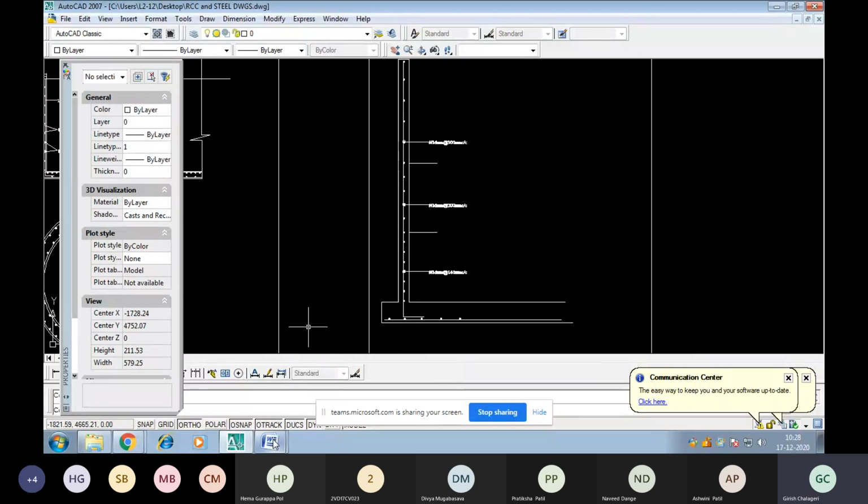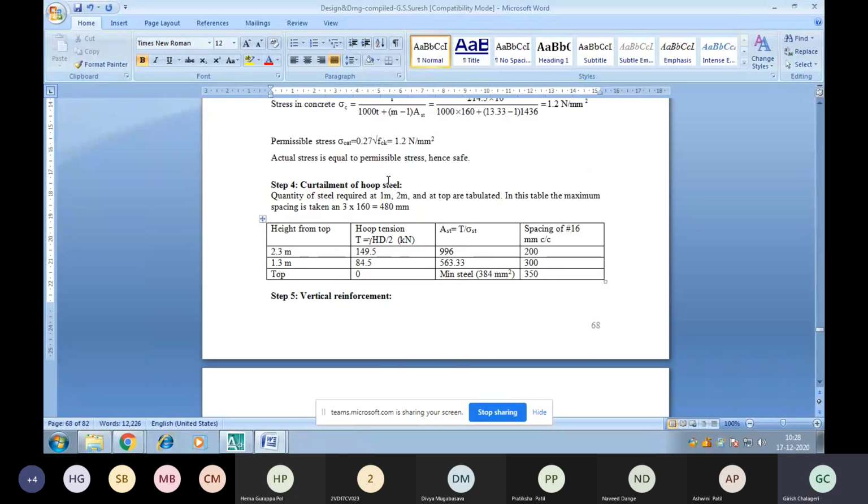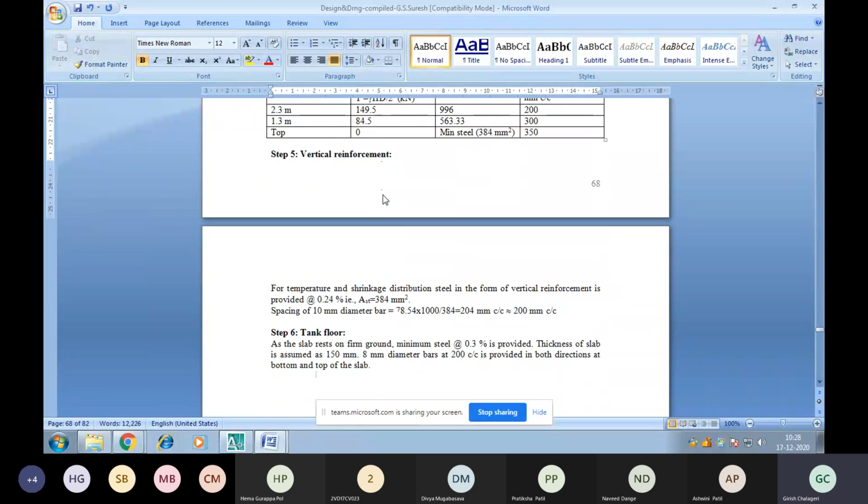Once we have got the hoop tensions, then we are going to design the vertical bars. Vertical reinforcement is usually provided for temperature and shrinkage distribution bars. The minimum bar provided for the shrinkage and temperature reinforcement will be 0.24% of the gross area. So gross area means the thickness of tank is 160 into 1000 into 0.24 divided by 100. The area of steel required for the vertical reinforcement will be 384 mm square.